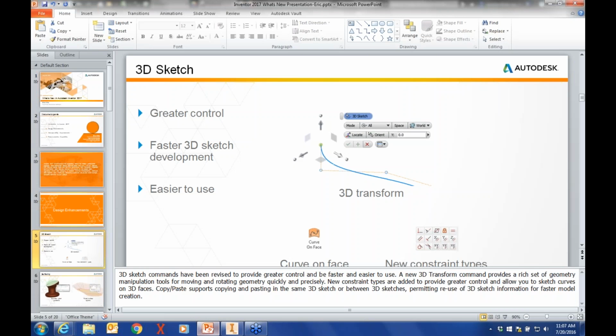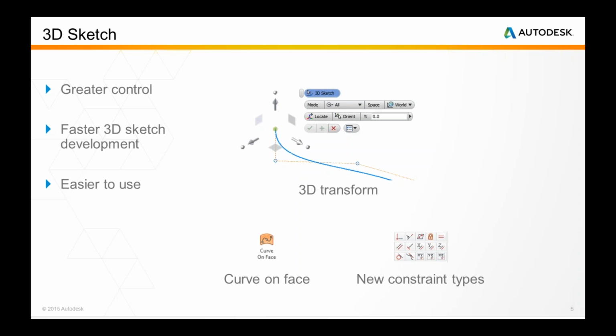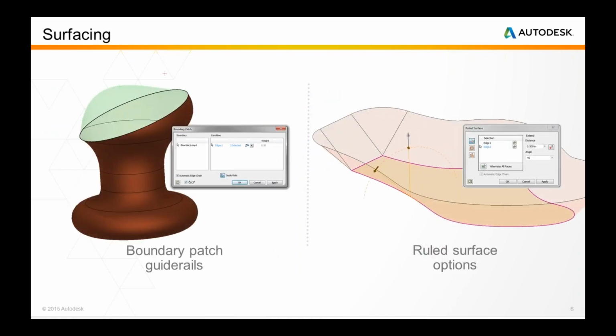So let's go back to the slides here. The next enhancement to look at is with regards to surfacing. Within the surface tool, they've now added guide rails to the surface patch. That lets you modify, tweak, and manipulate a surface a little bit more easily now with the guide rails. Then on the right side, you can see the ruled surface options. There's now a new angle option for all surface types, and the sweep option has been renamed to vector and now supports both edge and skeleton selections to set the direction.